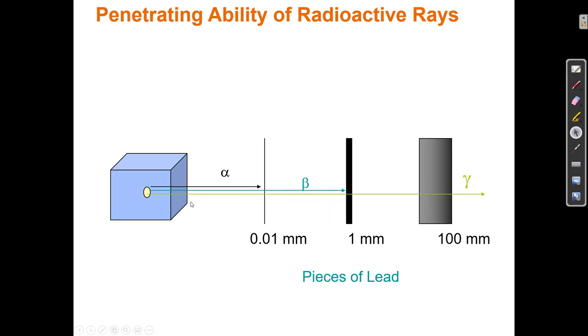And finally, gamma particles have very high penetrating ability. Gamma particles can travel through a paper-thin sheet of lead. They can travel through a half inch piece of lead, and they can even travel through 100 millimeters of lead, which is about 6 inches.